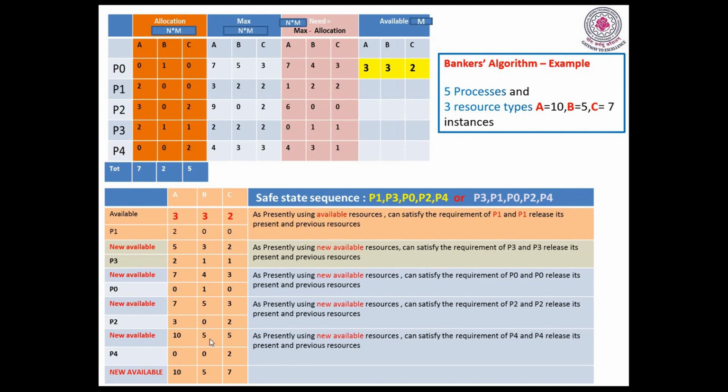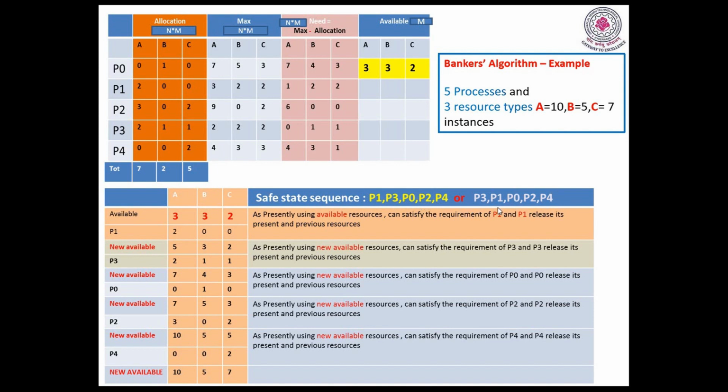Now system is in a safe state. What is the possible safe state sequences? Look here. First allocated to the P1, next P3, next P0, next P2, next P4. This is the possible safe state sequence. What is the possible safe state sequence? P1, P3, P0, P2, P4.